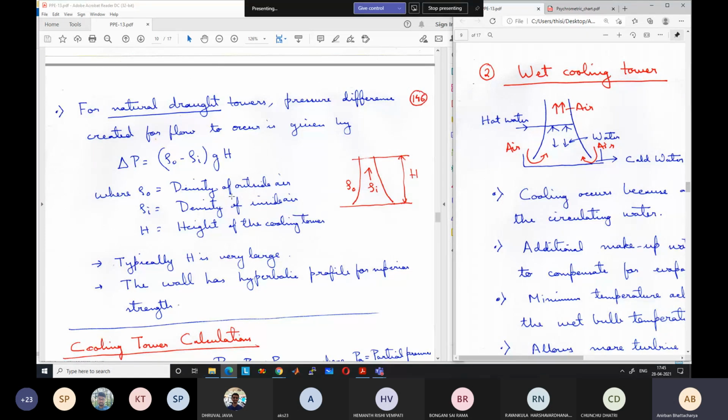The density of the inside air is less. Why is it less? Because it contains more water vapor, and water vapor has lower density. Water vapor has lower molecular weight, 18 as compared to 29 for air. So water vapor is lighter than air.